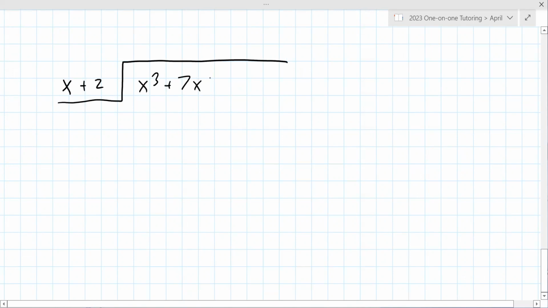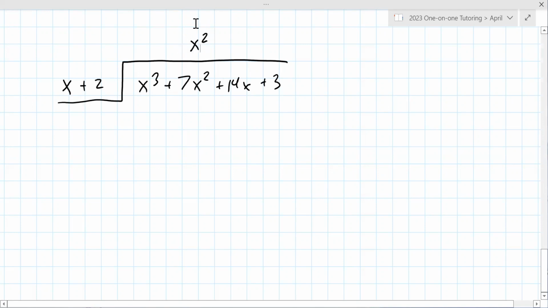Great. So this problem will be x plus 2 into x cubed plus 7x squared plus 14x plus 3. So again, probably good for you to try to follow along, try to do the calculation as well. It's like, what do you multiply x by to get x cubed? That's the thought. And it's x squared. Okay, and it goes above the x squared.